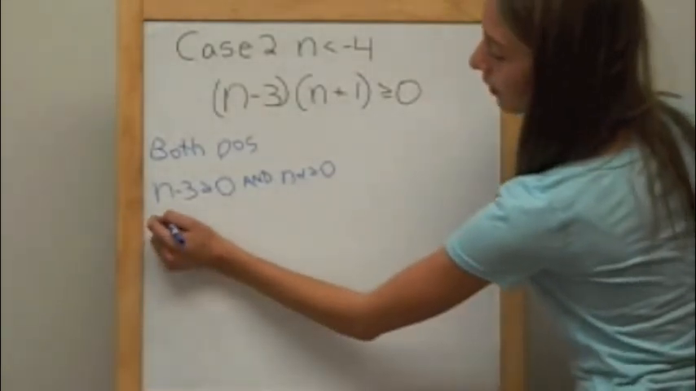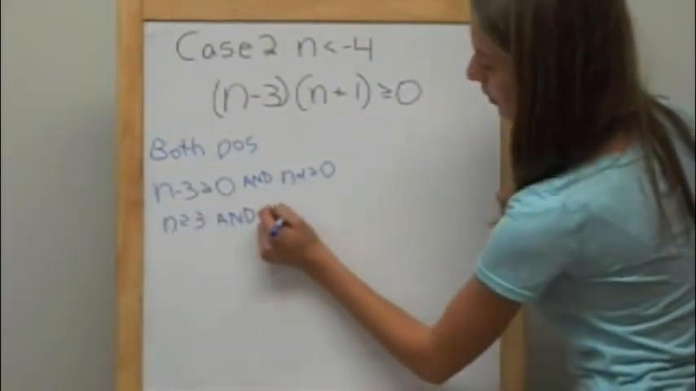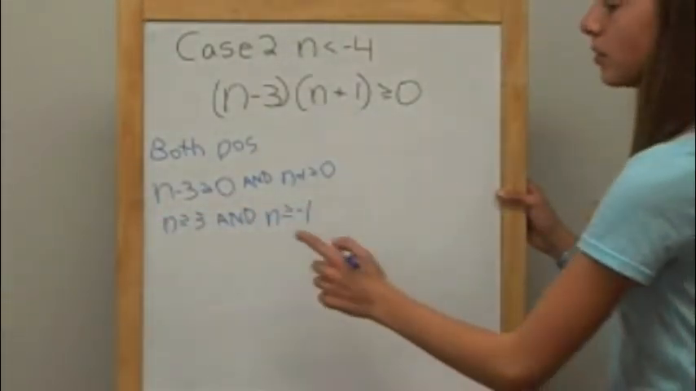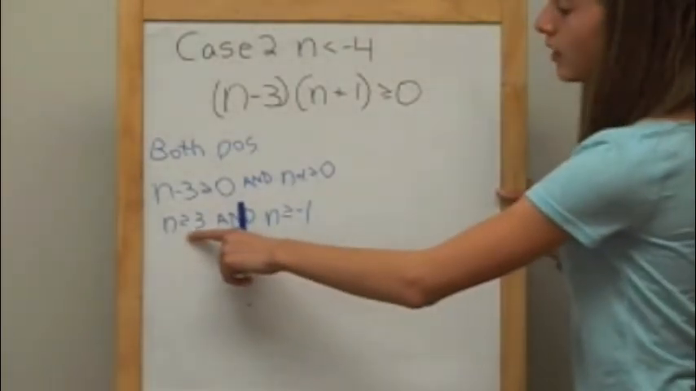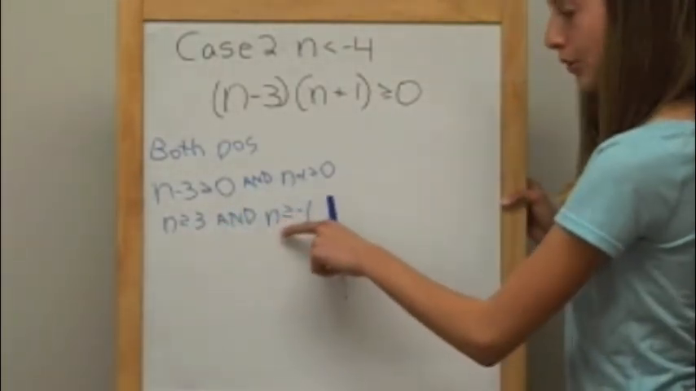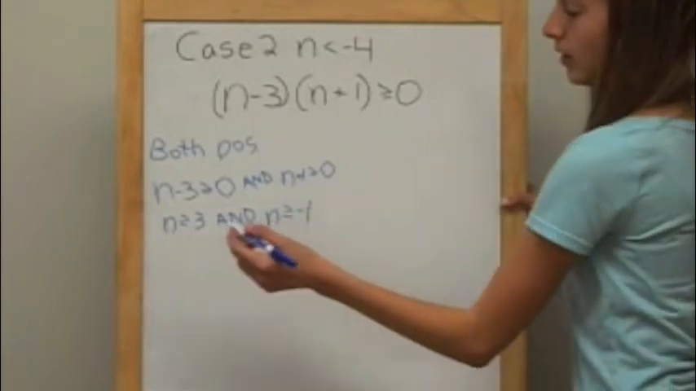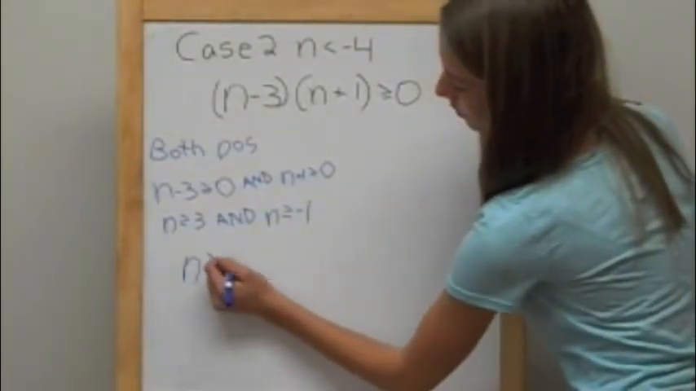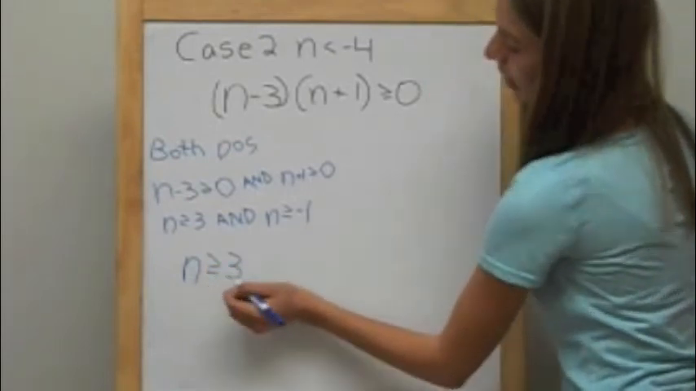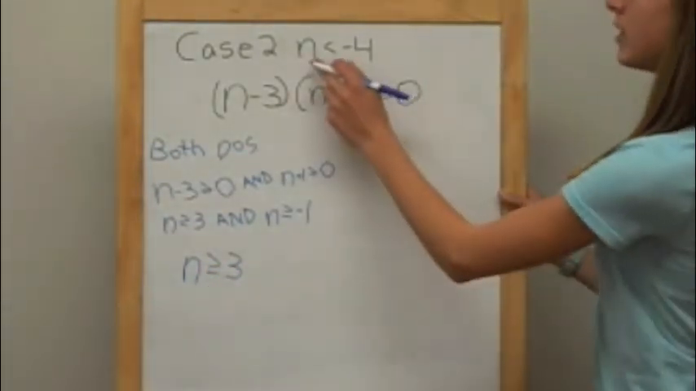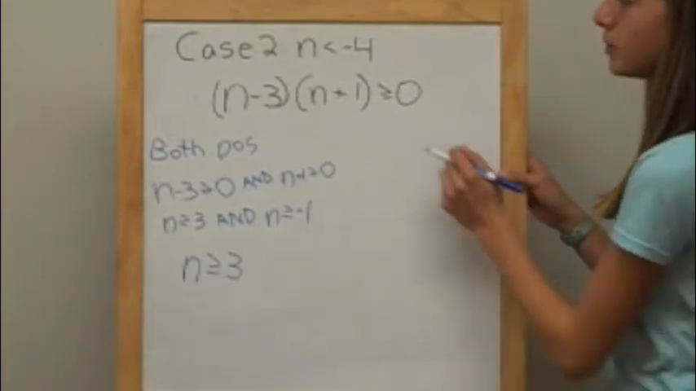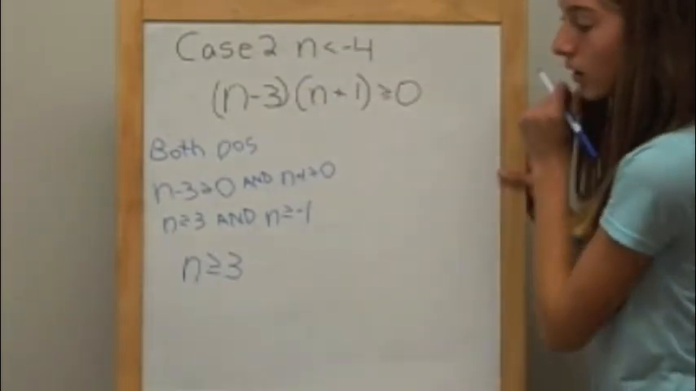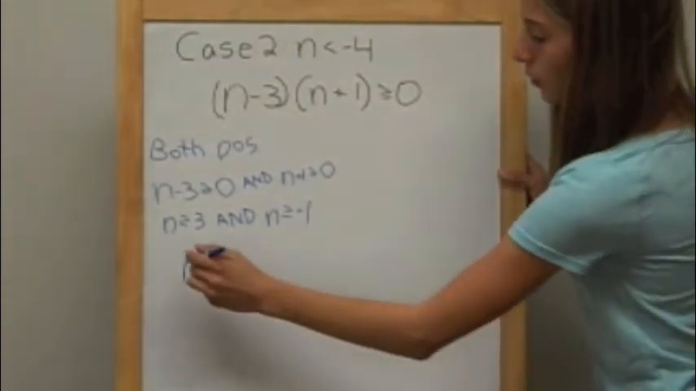Now we can simplify. For n to be both greater than or equal to 3 and greater than or equal to negative 1, n has to be greater than or equal to 3. However, in this case, n will always be less than negative 4. So this case will never work.